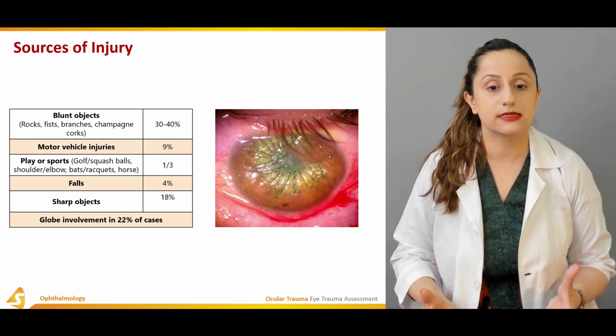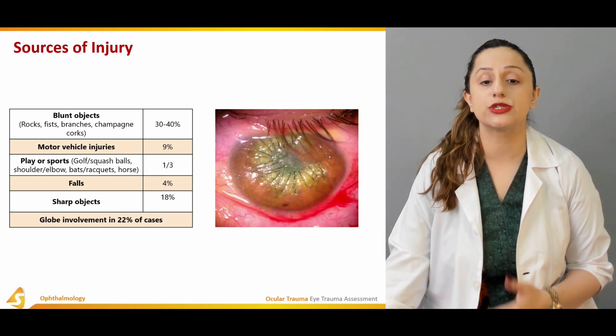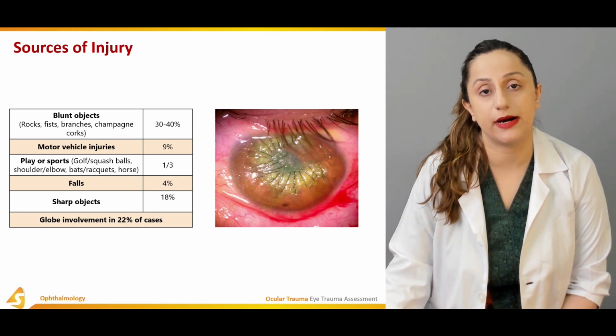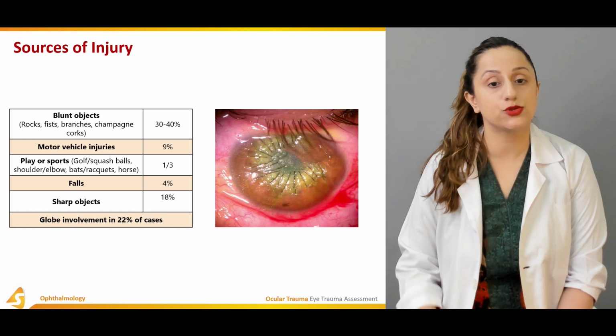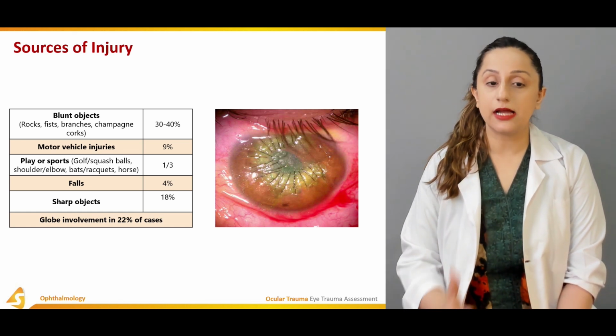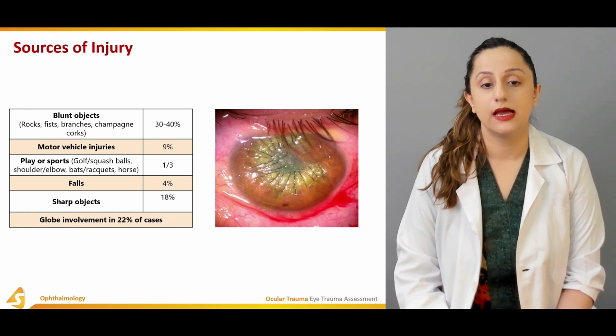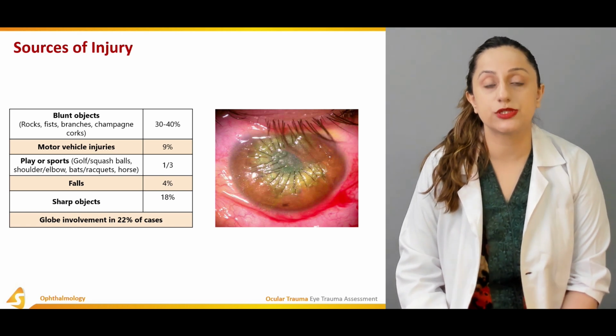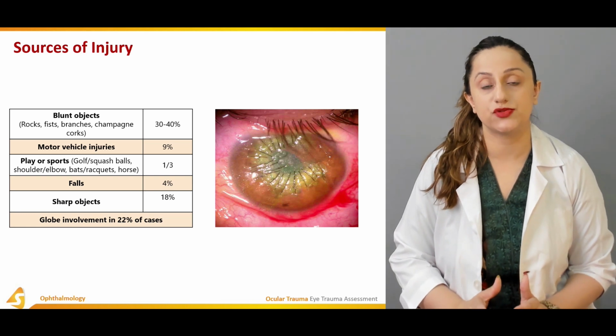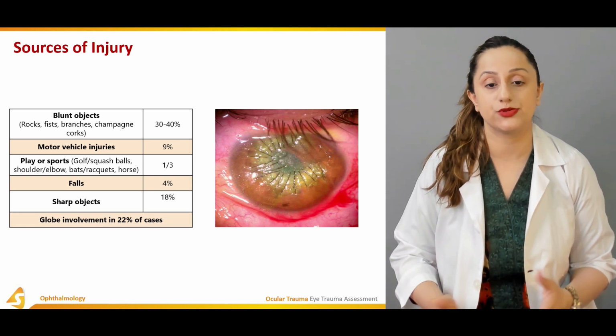Then we have the motor vehicle injuries. Road traffic accidents comprise almost 9% of the injuries that occur to the orbit. The blunt objects, for example rocks, fists, branches, champagne corks, comprise 30 to 40% of the injuries or ocular trauma that occur to the eye.